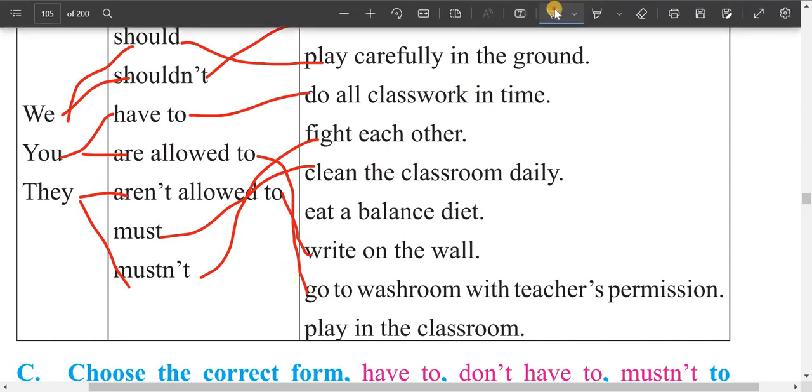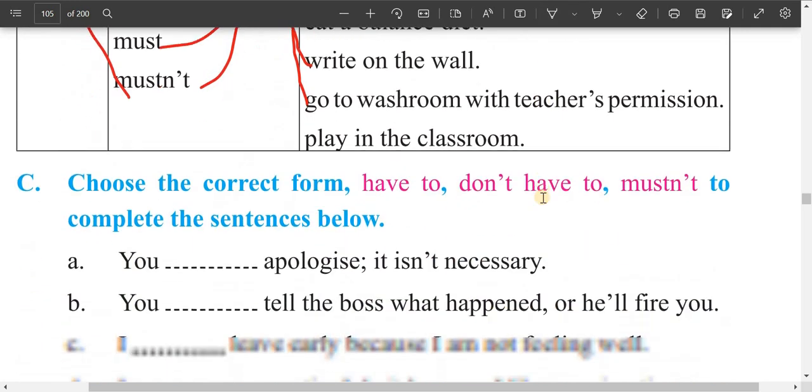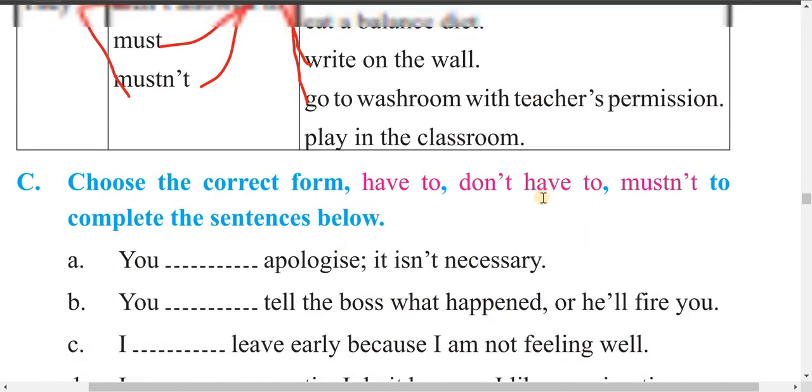Now, do the next exercise. Use the correct form: have to, don't have to, must not to complete the sentences below. Have to means when we show strong obligation, or when we show rules. We use don't have to when there is no necessity. And must not means you should not do, you cannot do. See here, first one is.